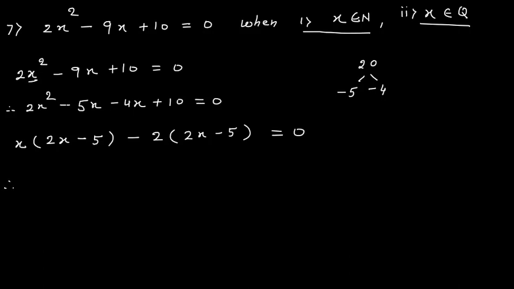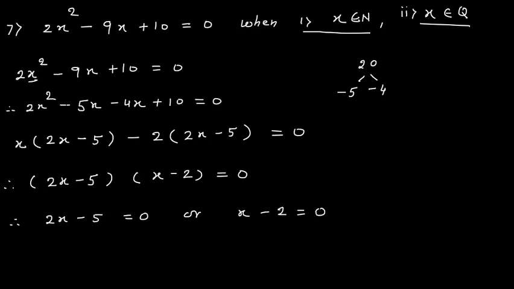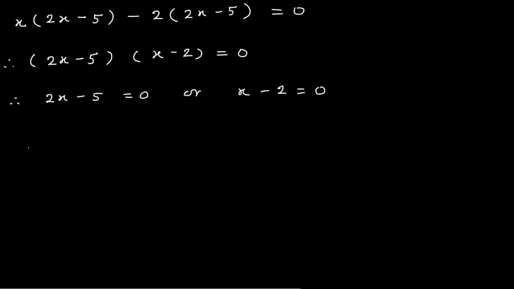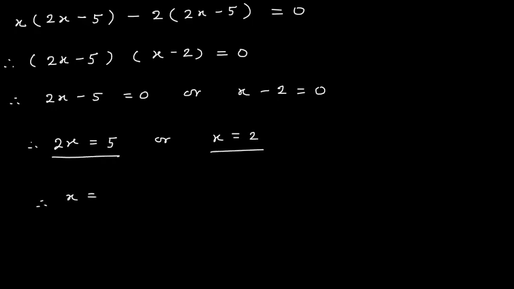So therefore here I have 2x minus 5 in one bracket and x minus 2 in the other bracket. So therefore we get 2x minus 5 is 0 or x minus 2 is 0. So therefore here I will get 2x is equal to 5 or x is equal to 2. So therefore I get x is equal to 5 upon 2 or x is equal to 2.